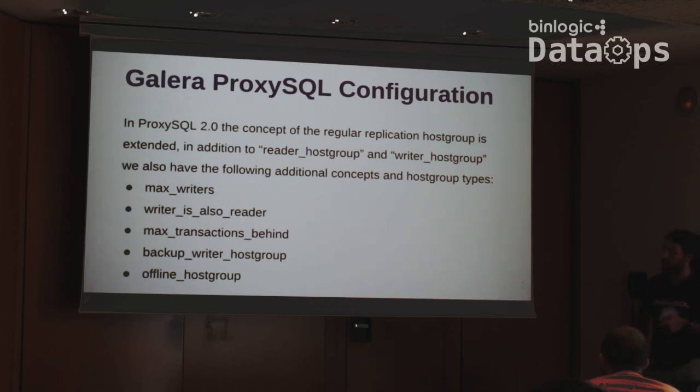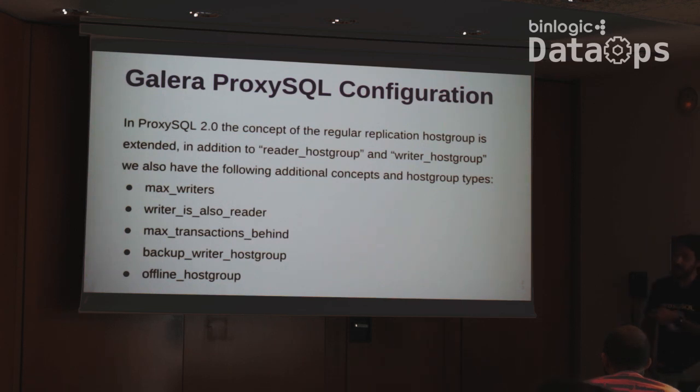And then there were also two more hostgroups. That was the backup writer hostgroup, that is basically a hostgroup where all the writers were placed if the number of writers was greater than the maximum number of writers defined. And then the offline hostgroup where all the unhealthy servers were moved for whatever reason, if they were doing maintenance or just because one of the servers died. They were automatically moved into the offline hostgroup.